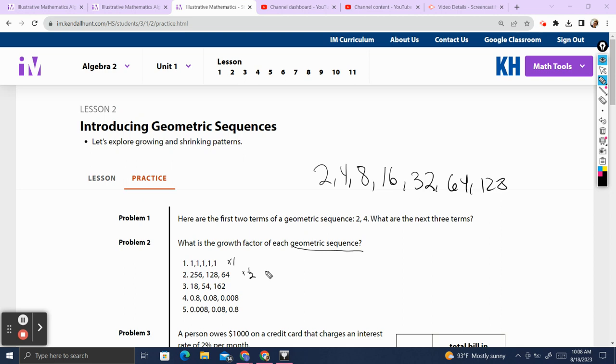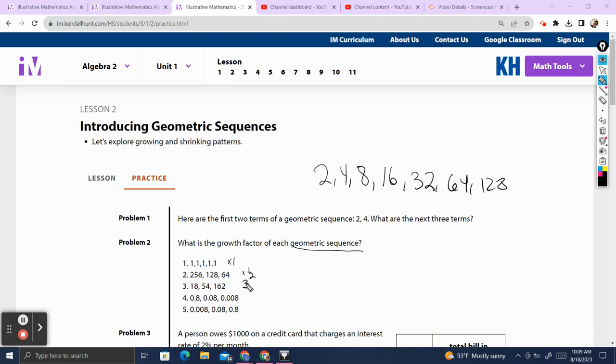18 to 54, 54 to 162. In this case, I believe that I multiplied it by 3, because 18 times 3 is 54. 54 times 3 is 162. So my growth factor is 3.